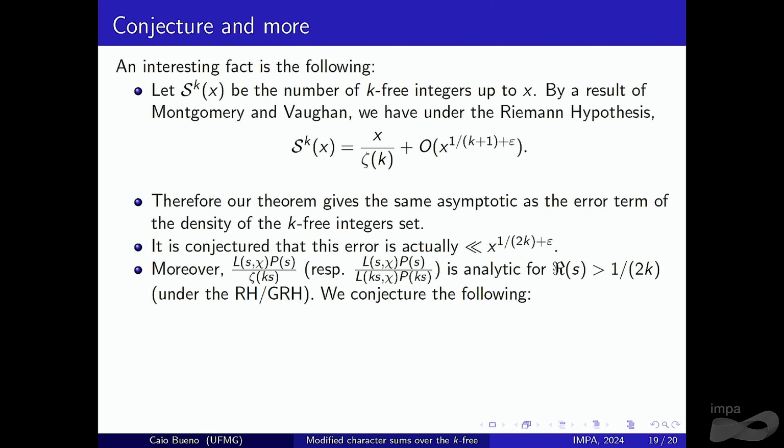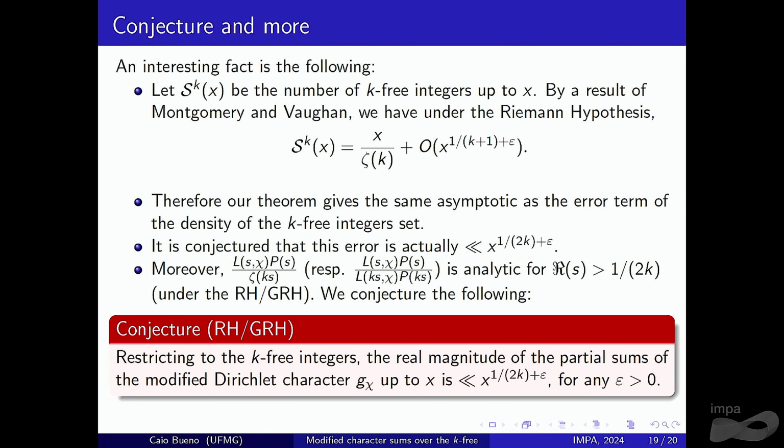Also, the product of the Dirichlet series that we obtain for our function f, assuming the Riemann hypothesis, is analytic in the half plane to the right of 1 over 2k. So we conjecture that the real magnitude of these partial sums is actually x to the power 1 over 2k plus epsilon, assuming the Riemann hypothesis. But only these facts are not enough to ensure this type of cancellation. Okay, so we still could have room to improve a power saving.